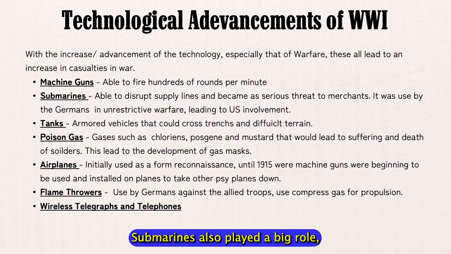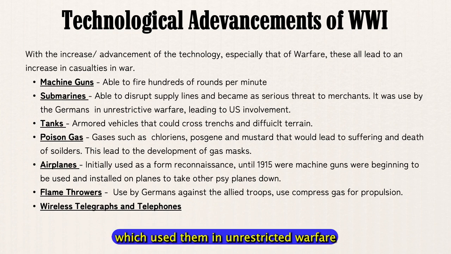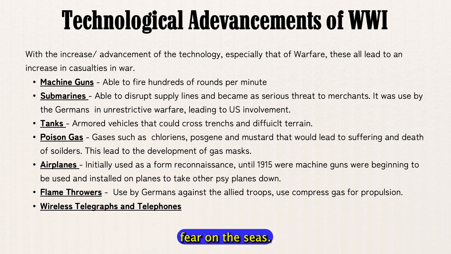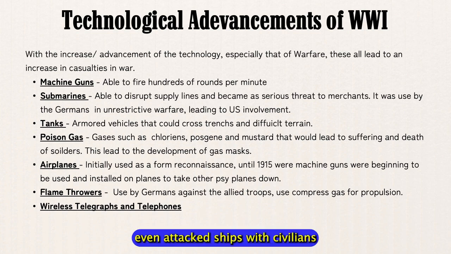Submarines also played a big role, especially for Germany, which used them in unrestricted warfare to attack merchant and supply ships. This disrupted supply lines and created fear on the seas. German submarines, or U-boats, even attacked ships with civilians such as the Lusitania, which angered countries like the United States and eventually led to their involvement in the war.